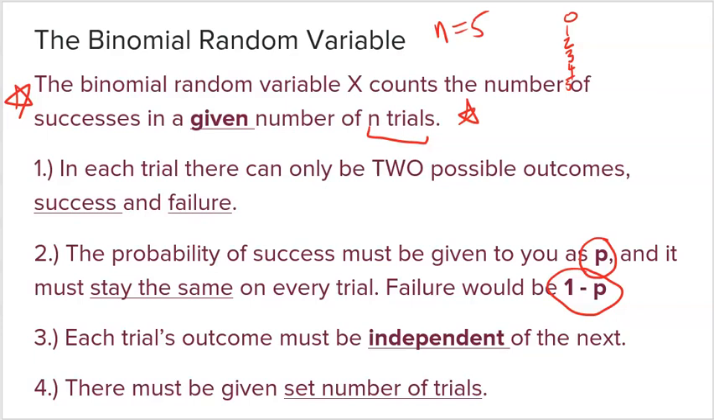And also, you must be given a set number of trials. And again, that's actually part of the definition. You must be given a set number of trials, because if I just say you have unlimited trials, well, then you have unlimited successes. And that's not discrete. There has to be a set number. So you have to be given a certain number of trials.